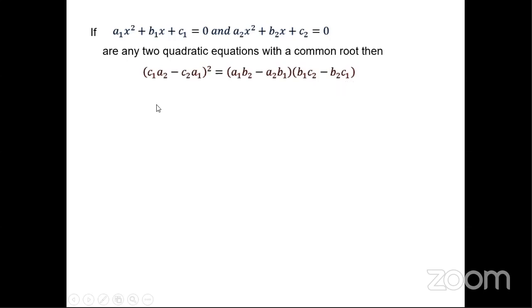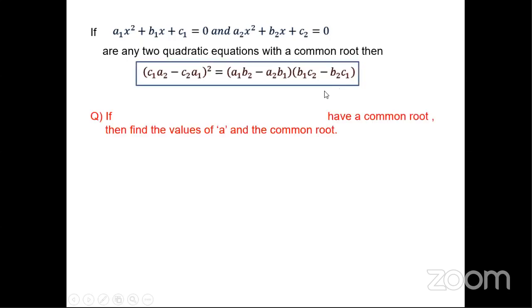Now, based on this, we will solve one problem. The problem is: if x square plus 4ax plus 3 is equal to 0 and 2x square plus 3ax minus 9 equal to 0 have a common root, then find the value of a. He is saying that these two equations have got a common root. Now, when they have a common root, they have to satisfy this condition, isn't it?